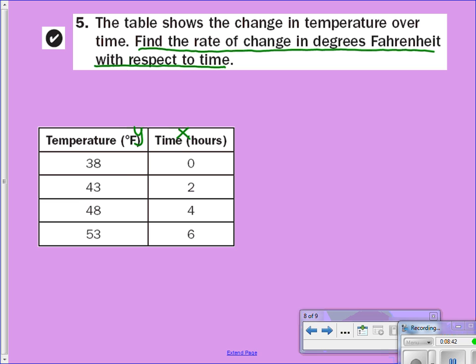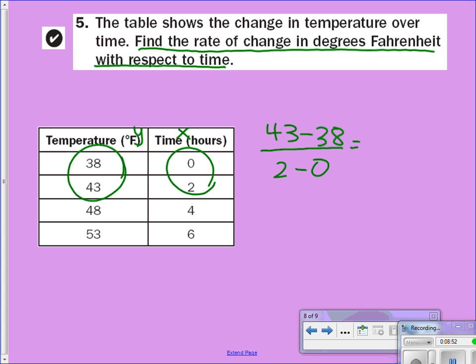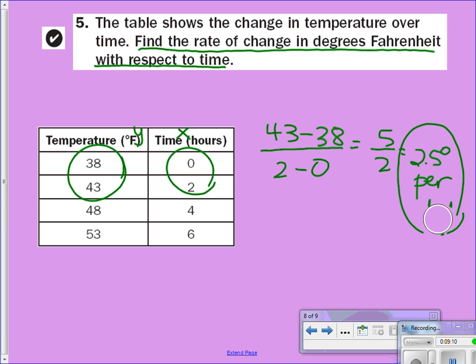So our change in y, 43 minus 38, and my change in x, 2 minus 0, that would give me, pardon my subtraction in my head, 5 over 2. And that change is 2.5 degrees per day, or I'm sorry, per hour, because that is our unit for time. As a standard rule of thumb, time is always your input, always, always. But that's how you would write your rate of change. You need a label with it every time.